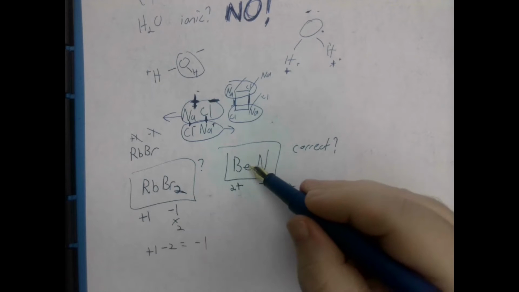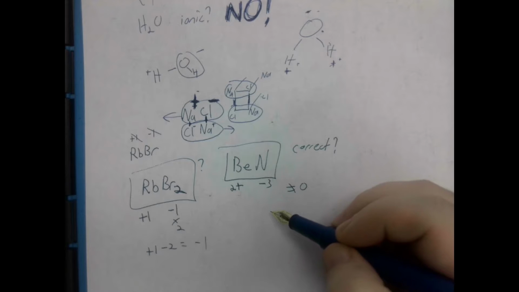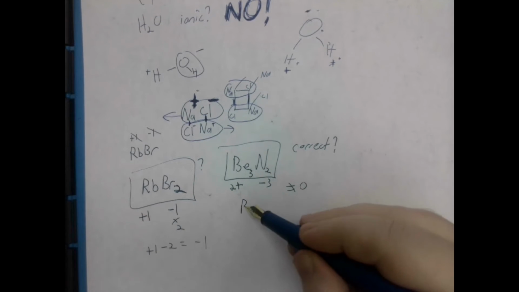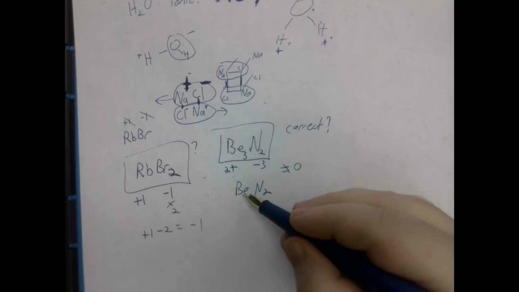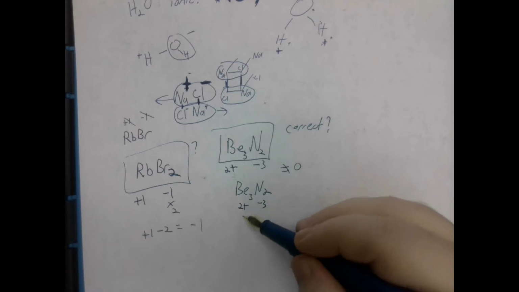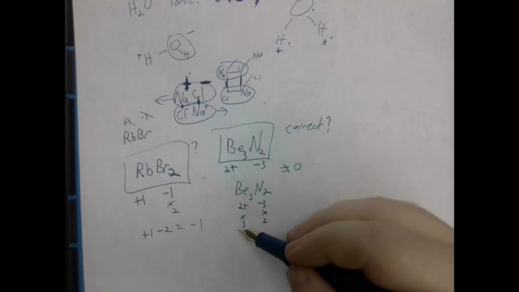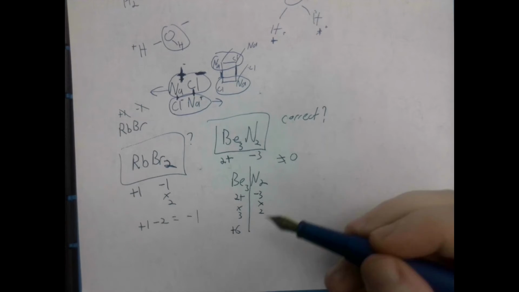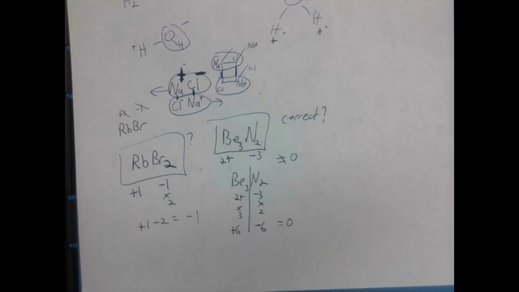What would be the correct formula for this one, assuming they react ionically? 3, 2. We can see here this one has a 2 plus, this has a 3 minus. But this gets multiplied by 3 and this gets multiplied by 2, giving this side a total charge of +6, this side a total charge of -6, therefore a 0 net charge.